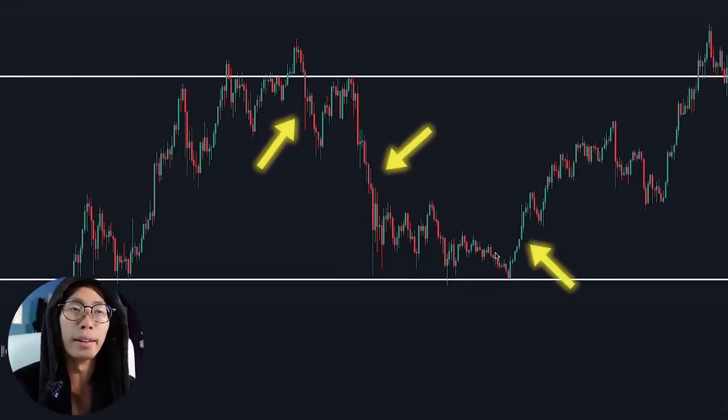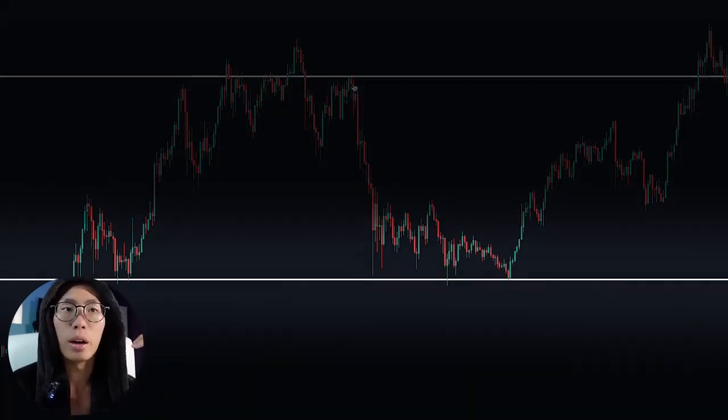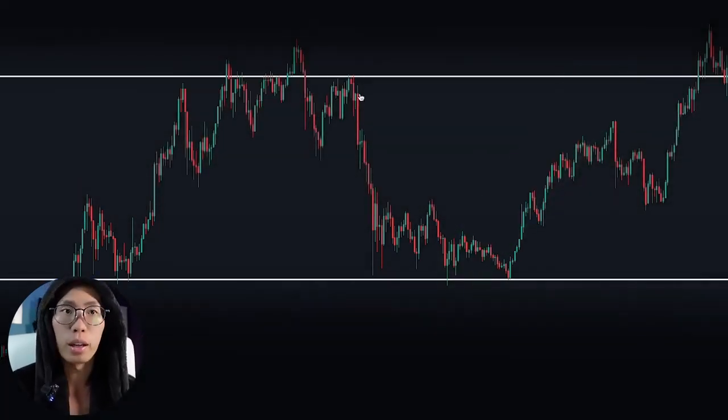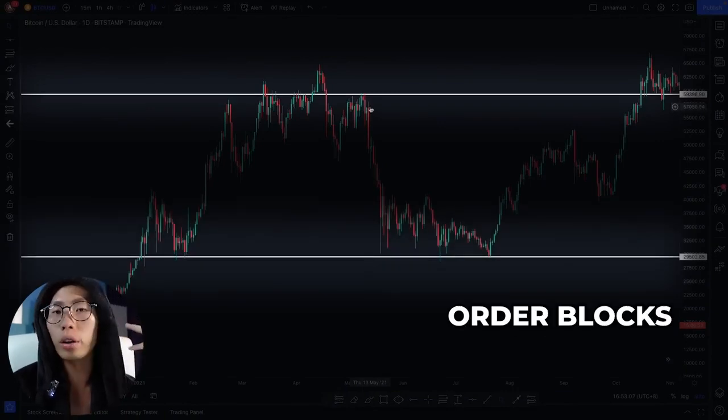And this, and this. You can see whenever price goes up here, it reverses down strongly, and when price comes back down here, it reverses back up strongly. So this level right here and this level right here is what we call the order blocks.